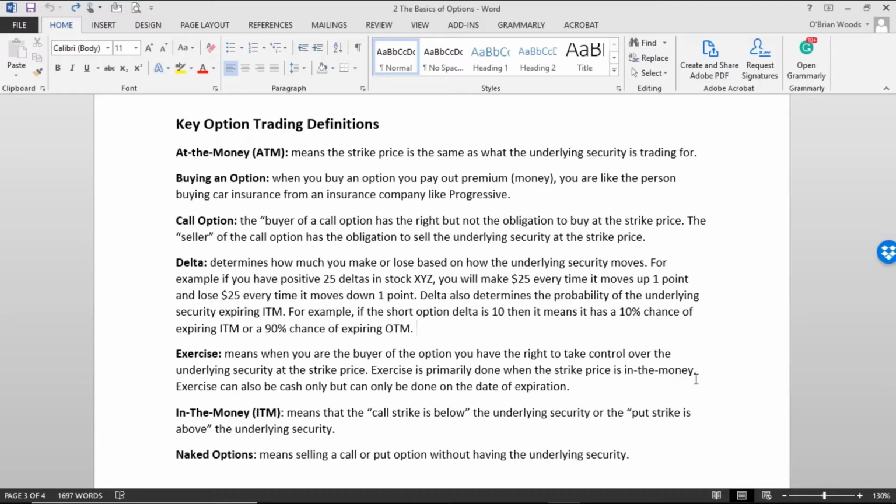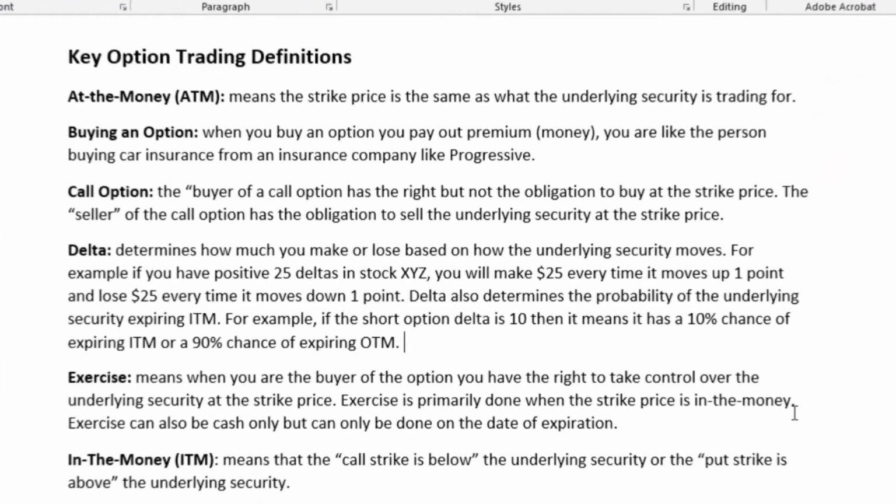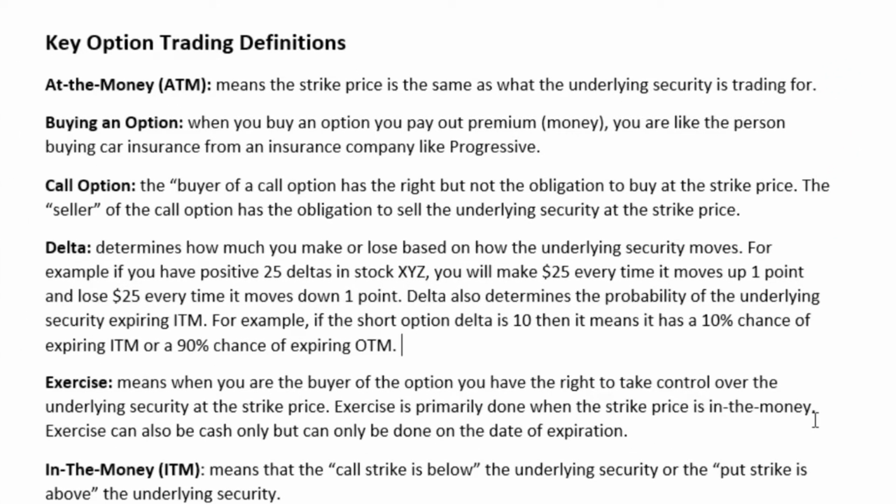All right, so the first definition I want to talk about is at the money. At the money means the strike price is the same as what the underlying security is trading for. So we talked about the at the money line, and it's important for you to understand that line.